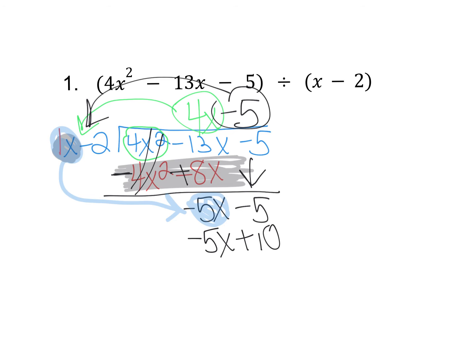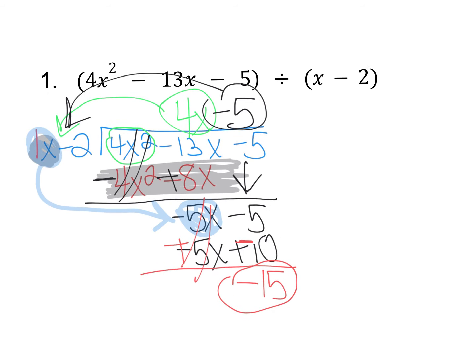Stop for a second. We have to subtract that, which means we are going to change the signs of both of them to the opposite. And so then when we subtract, our negative 5x and positive 5x cancel out. Negative 5 and negative 10 is negative 15. Okay, I have nothing else to bring down, which means that is my remainder.